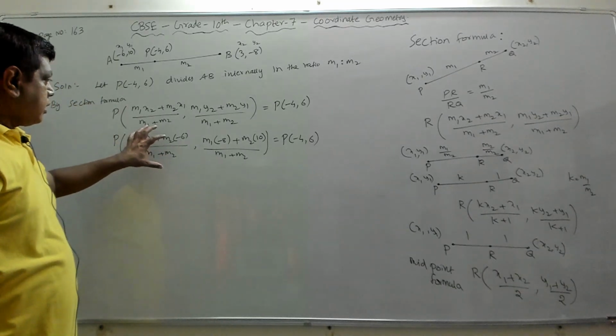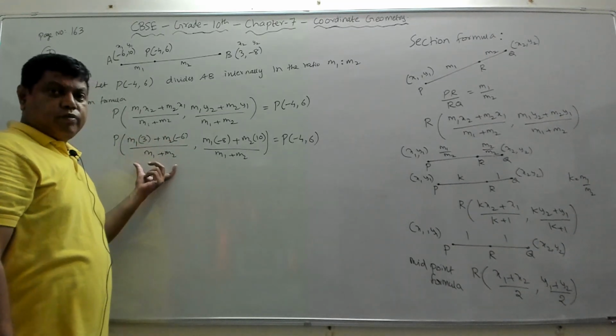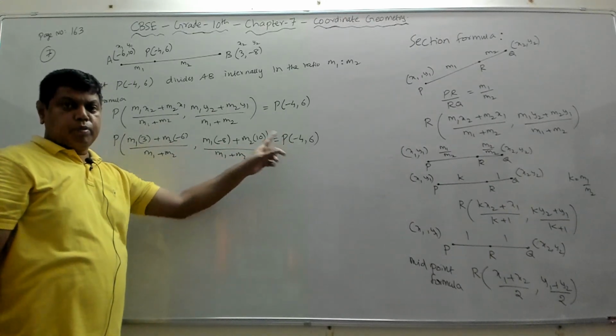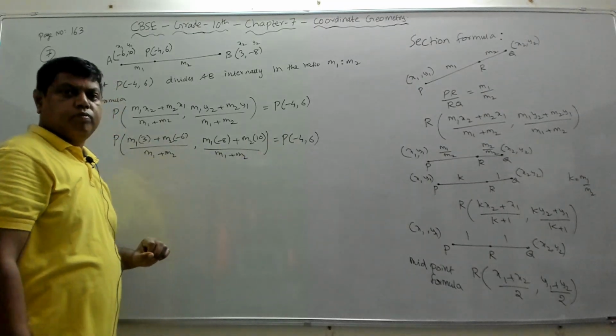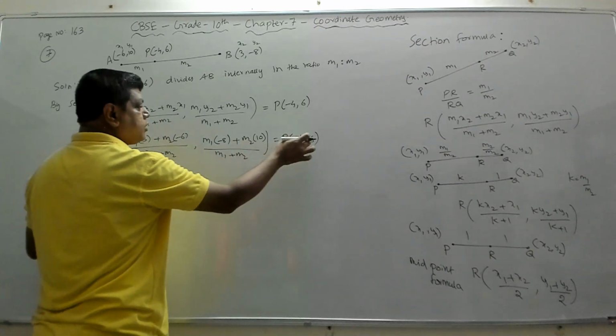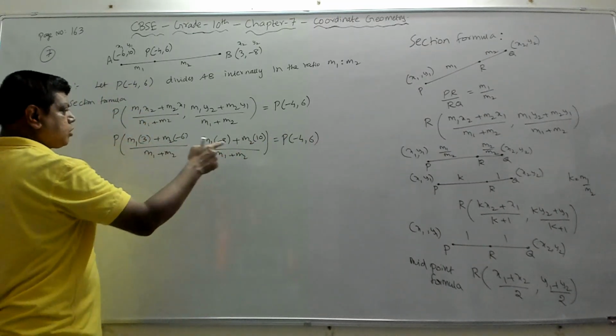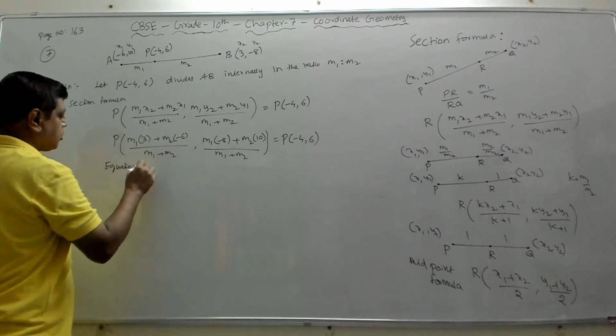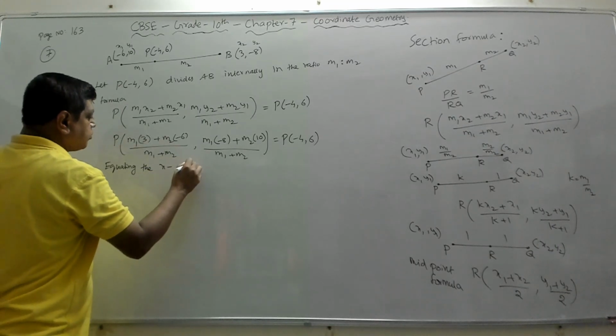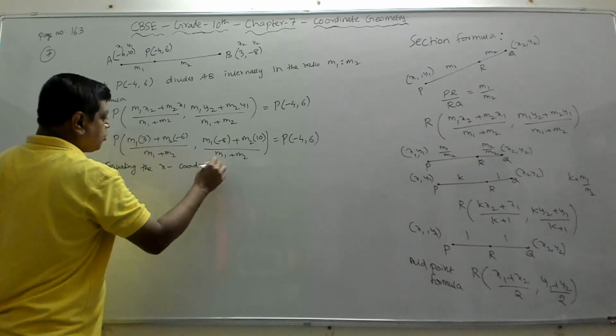Now we can compare the x coordinate of this point with the x coordinate of this, because both are one and the same point. So this value should be equal to minus 4. We can equate this to 6, or any one. So we can equate the x coordinate. So equating the x coordinates, then what do we get?